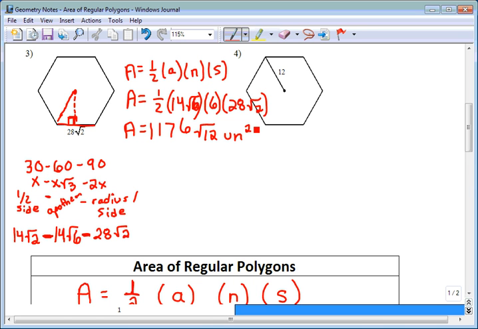Now, I do want to be clear that if I were asking you to put it in reduced radical form, radical 12 can be reduced. But since we're not focusing on that at the moment, we're just going to go ahead and get our decimal approximation here. And we learn that our area is approximately 4,073.8 units squared.